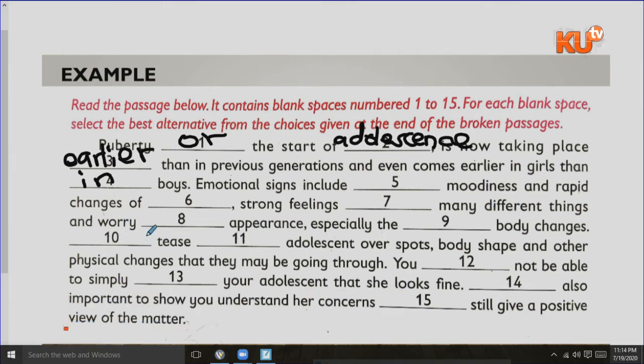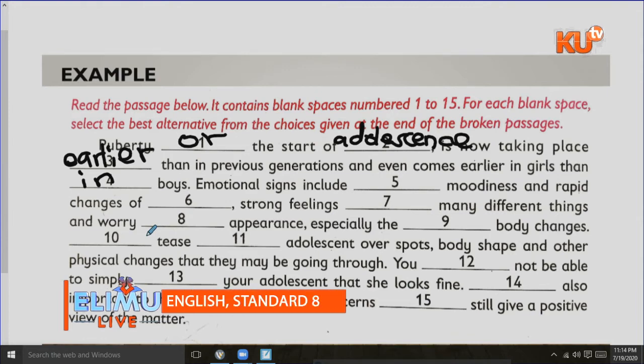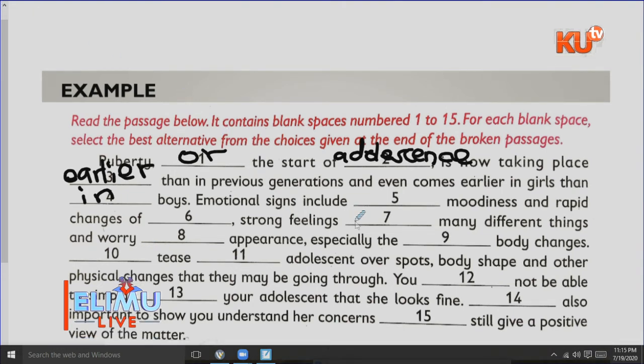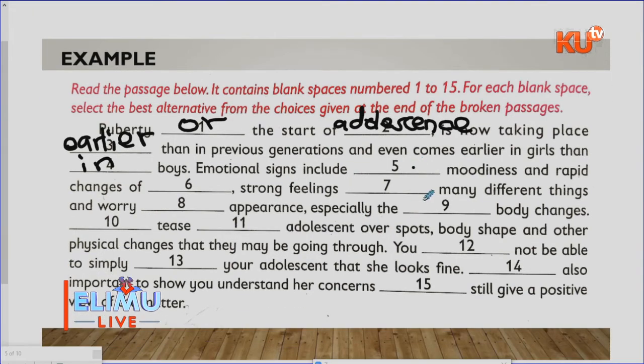When you are listing things, which punctuation mark do you use? When you are listing things, you use the colon in order for you to introduce your list. So you will come to 5 and then you will put there a colon. So a colon there. Moodiness and rapid changes of dash.